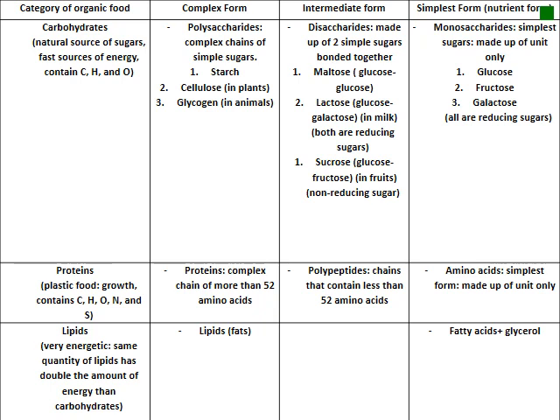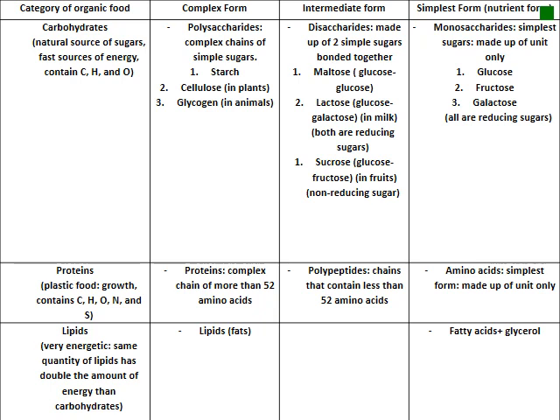Intermediate form, disaccharide, made up of two simple sugars bonded together: maltose, glucose and glucose; lactose, glucose and galactose; and sucrose, glucose and fructose. Simple form, monosaccharide, simplest sugars made up of one unit only: glucose, fructose, galactose. All of them are reducing sugars.